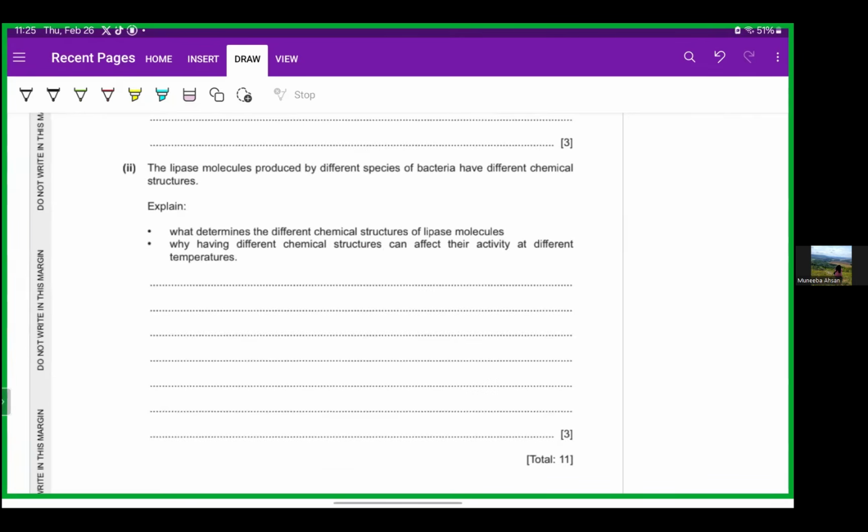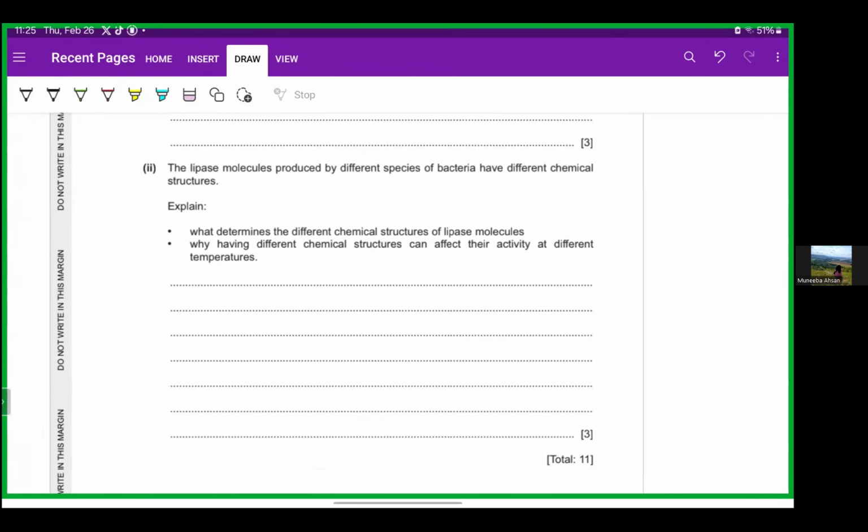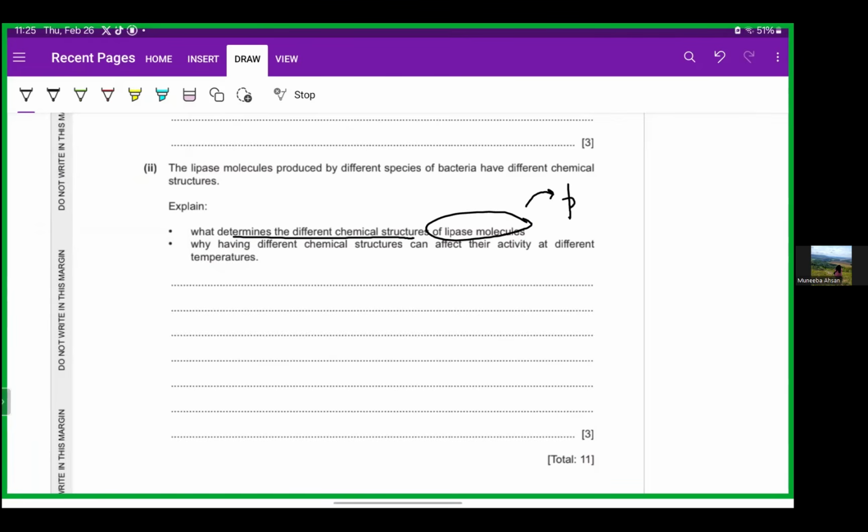The lipase molecules produced by different species of bacteria have different chemical structures. Explain what determines the different chemical structures of the lipase molecule. So you know that lipase is a protein, right? So proteins are made up of amino acids. That's what we're going to write. And secondly, they're asking to explain why having different chemical structures can affect their activity at different temperatures. So basically, they're asking how the chemical structure affects the activity of the enzymes in different temperatures.